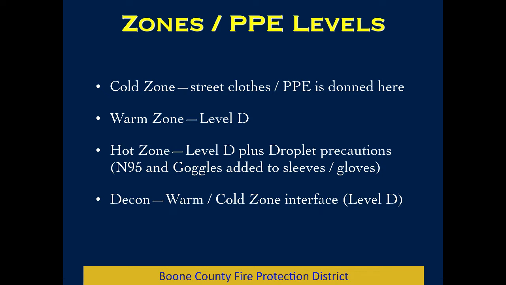And then when you're in the hot zone, you may need level D plus droplet precautions. It may be that level D is just fine. So you have to decide at the warm zone, hot zone interface, stop there for a second, assess the situation, and decide if you need to add those droplet precautions, which would be an N95 mask and goggles, added to what is already your level D, which includes long sleeves, long pants, closed-toed shoes, and gloves.